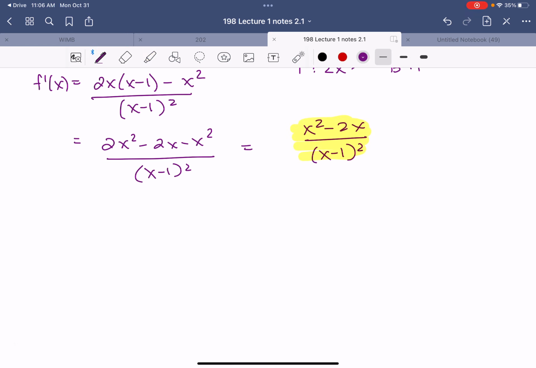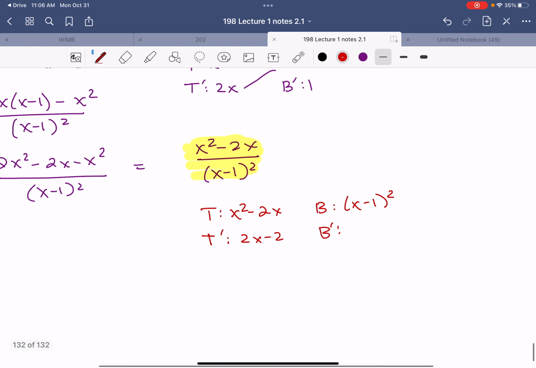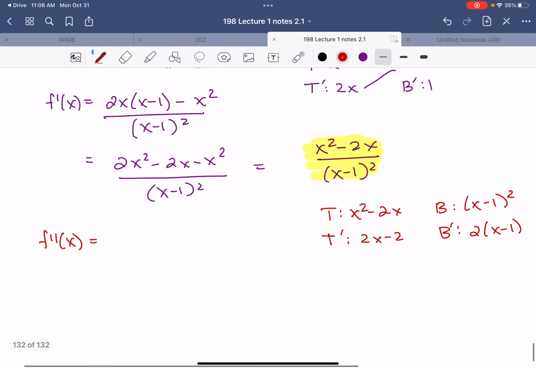So now I need the second derivative. In order to find the second derivative, I need quotient rule again. So we're doing tops and bottoms here. The top is x squared minus 2x, and the top prime is 2x minus 2. The bottom is (x minus 1) squared, and the bottom prime requires chain rule: bring down your 2, (x minus 1) to the 1 times 1. Okay, and we put this all together using our quotient rule.